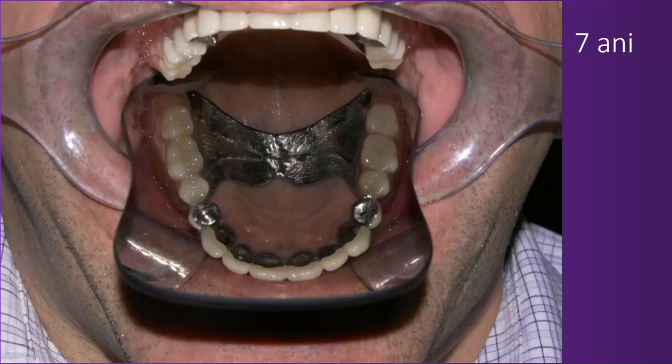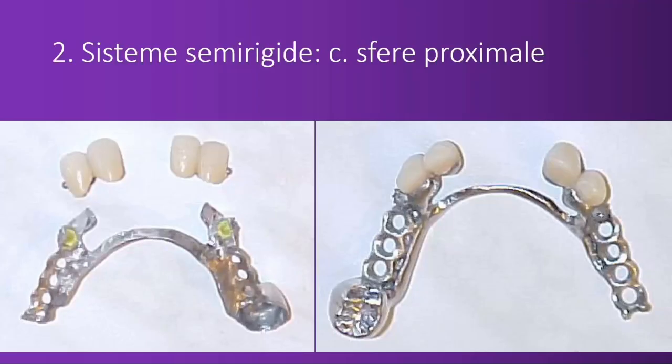Well, there's another system, that's C, semi-rigid, the third variant, C. It's proximal spheres. I don't use them anymore, and I'll tell you why. The pictures are extremely old. That's 2003. It was my first Sony digital camera. It was as big as a classical photo camera. Yeah, the picture is enlarged so that we can see better.